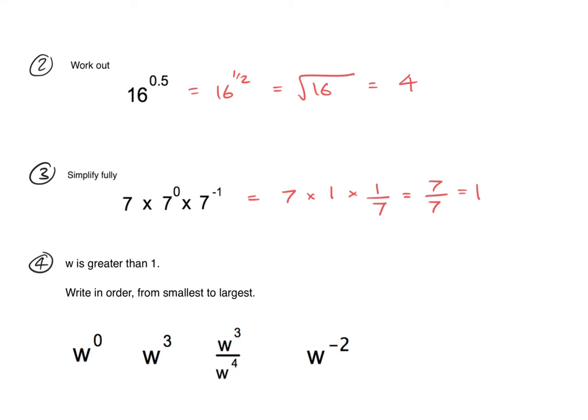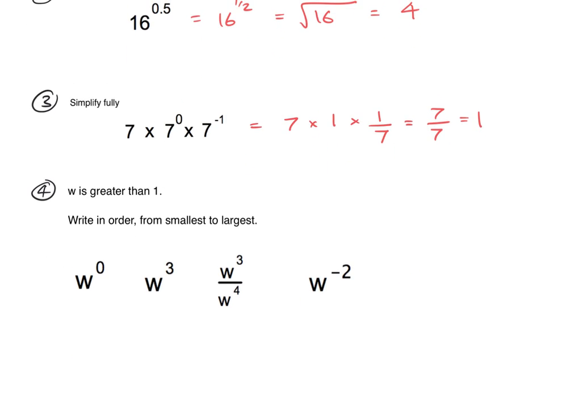The final one here is a little bit more tricky. You have w is greater than 1, write in order from smallest to largest. So let's have a look at this. What have we got going on here? We have w to the 0. We know that is equal to 1. W cubed we'll leave as w cubed, and it says w is greater than 1. So w cubed will be a large number. W cubed over w to the 4, well, that's just going to be 1 over w. So that's a small number, I suppose you could say. It's certainly going to be less than 1 because w is greater than 1.